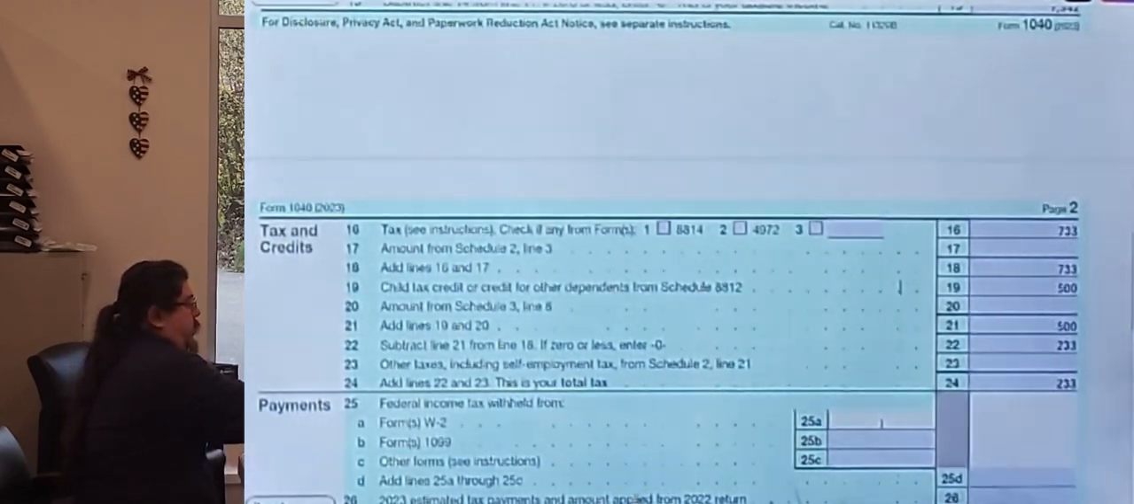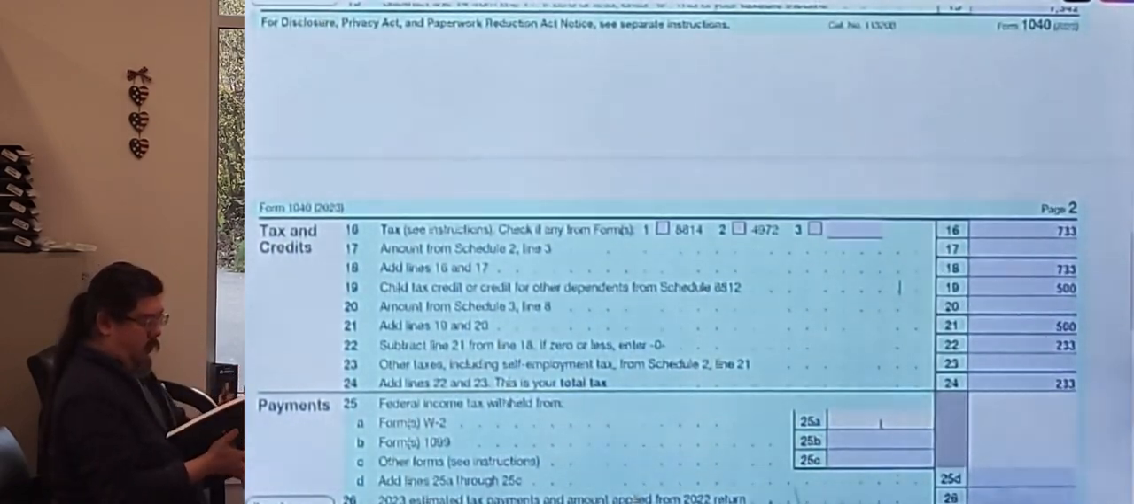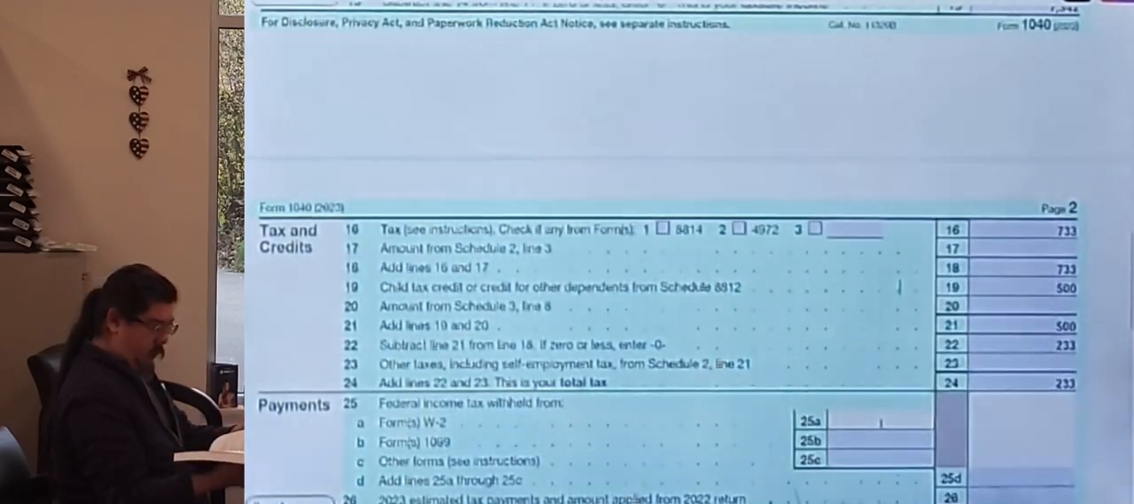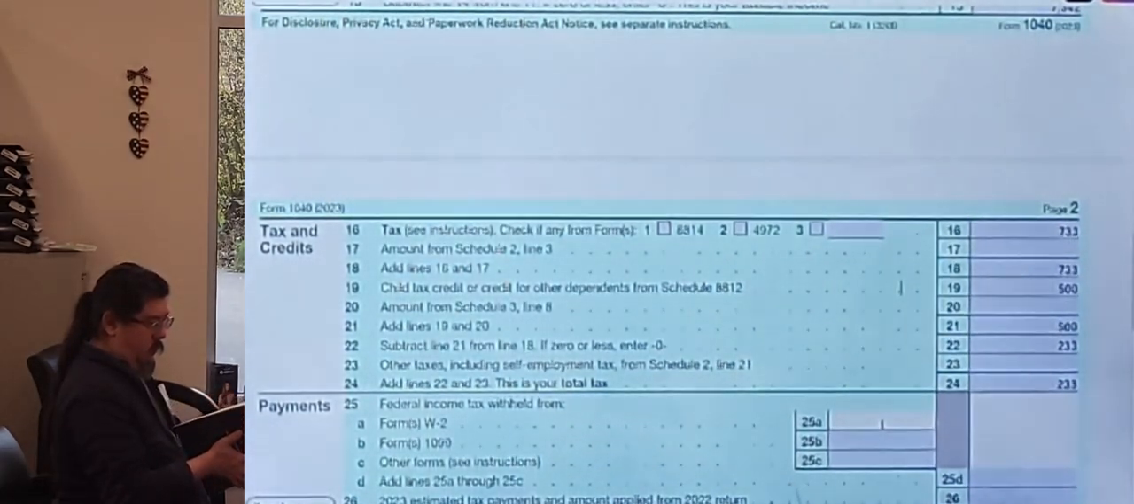I just lost my page. Cannot see this graph right.